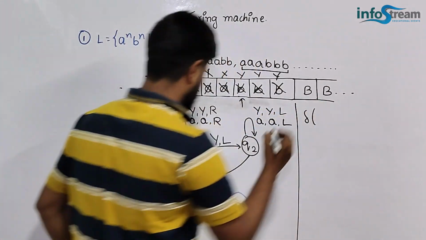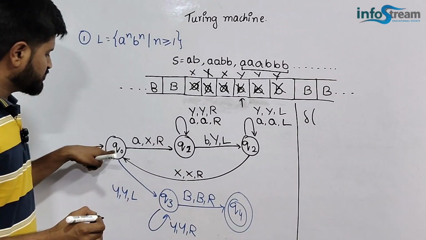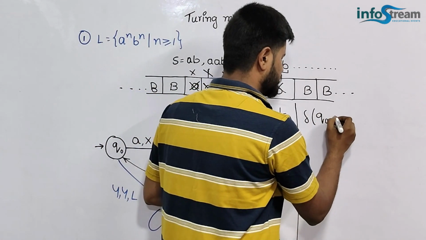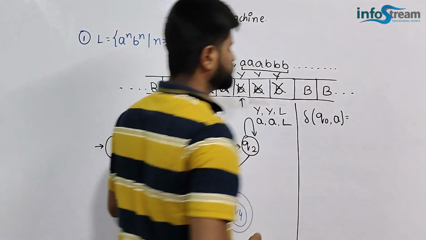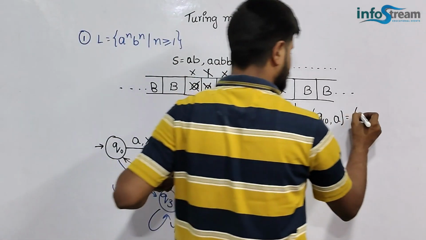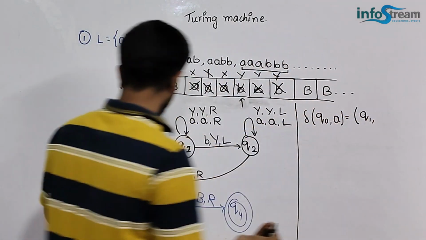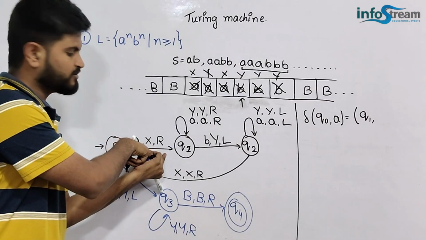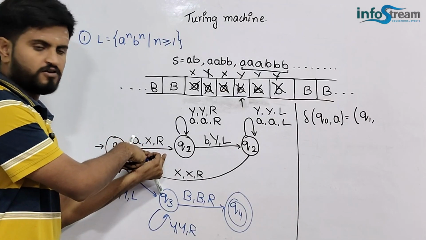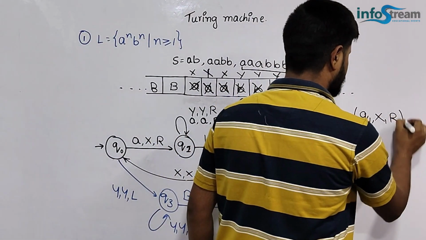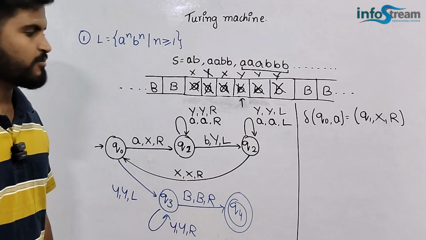Delta of, the first state is Q0. When you give Q0 with the input of a, Q0 comma a, it is moving to Q1 and performing the operation, that is, it is replacing a with x and moving towards the right. So x comma R: delta of Q0 comma a equals Q1 comma x comma R.